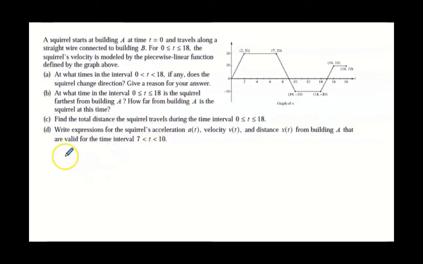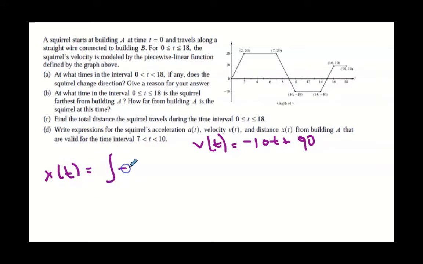Okay, for the last part of part D, they're asking us to take the velocity function, which I'm going to pull forward here. We already found it to be negative 10t plus 90. And to get position, we're going to have to integrate velocity. And remember, they're asking us to call the position or distance function x of t. So we're going to integrate the velocity function, which is negative 10t plus 90, and we put a dt here.